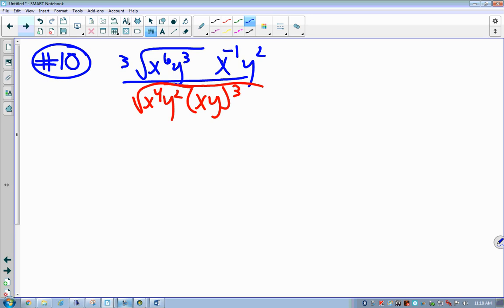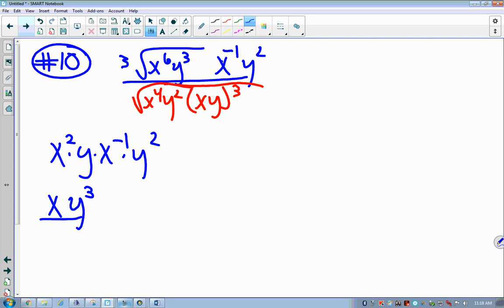First off, I'm going to get everything out of this numerator radical by dividing my exponents by my root. So 6 divided by 3 is 2, so I get x squared. 3 divided by 3 is 1, so I get just y. I've got x to the negative 1, y squared. Because all of that's multiplication across, I can combine my bases by adding their exponents. So 2 plus negative 1 is just 1, and 1 plus 2 is 3. So I should get xy cubed in my numerator. Does that make sense? Did I make any mistakes that anybody can see? Went through that pretty quick.